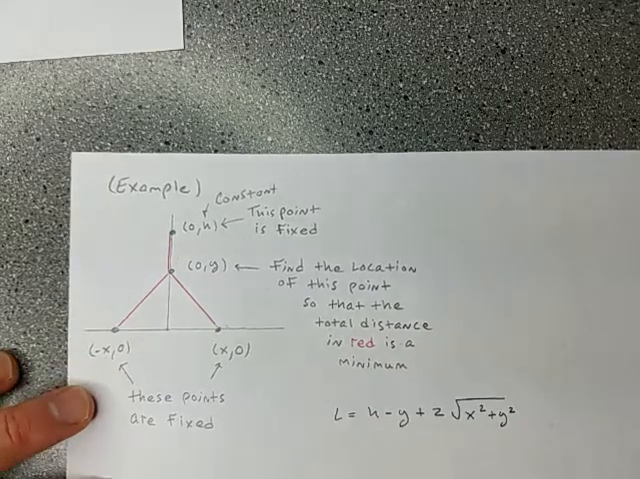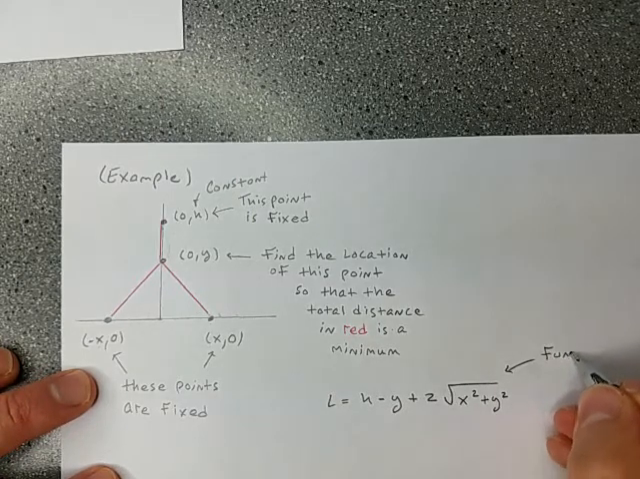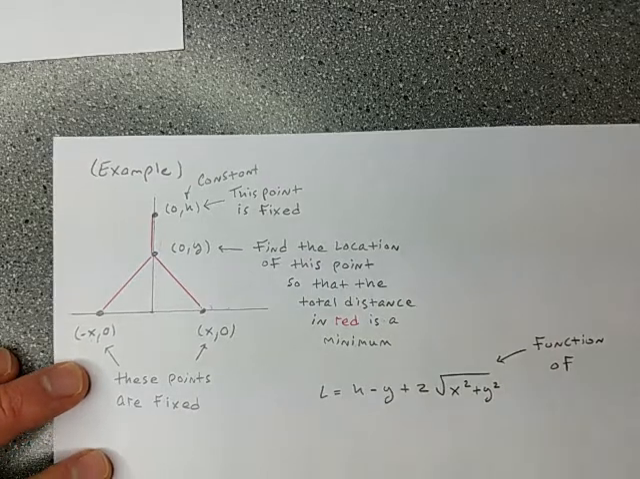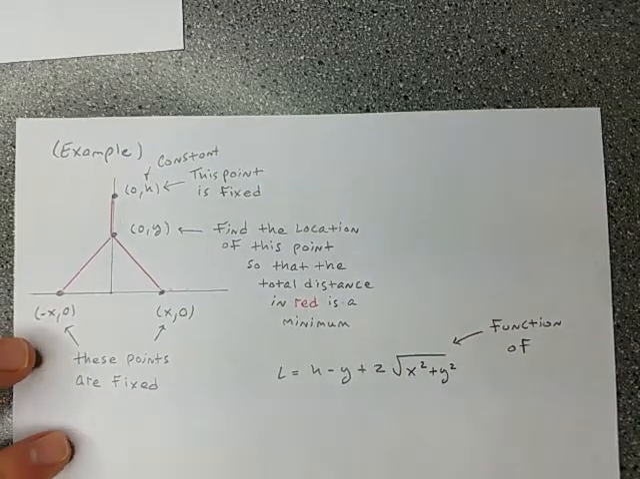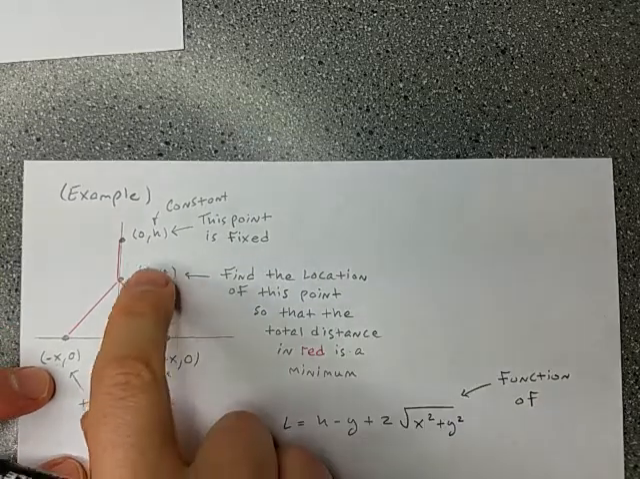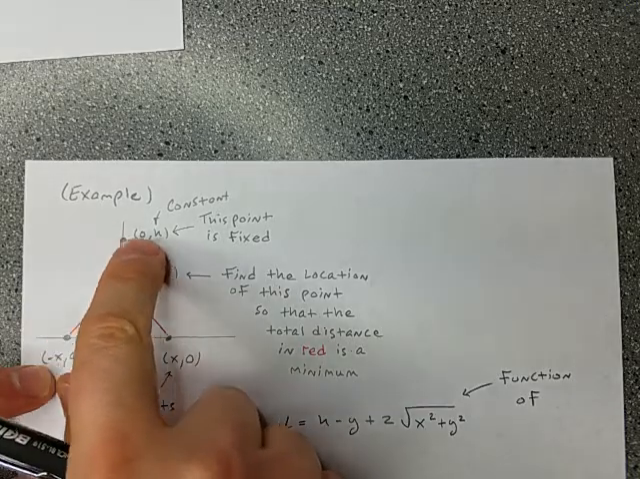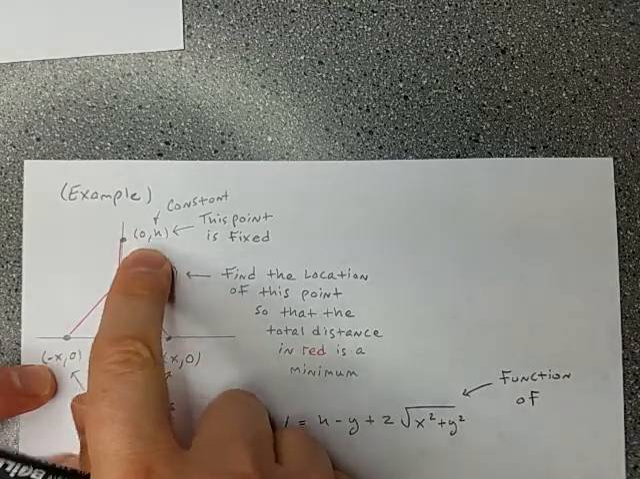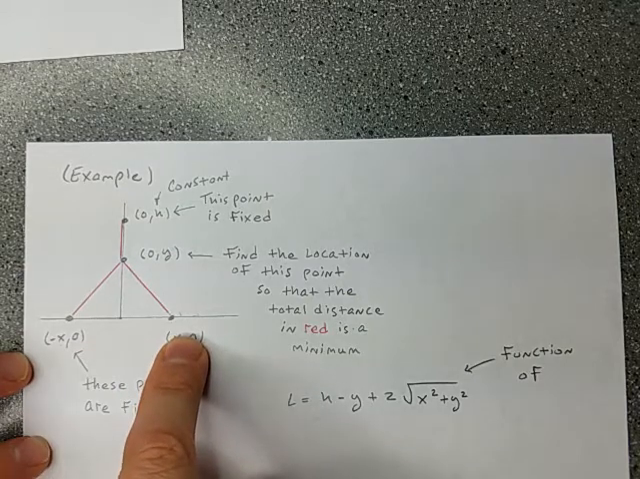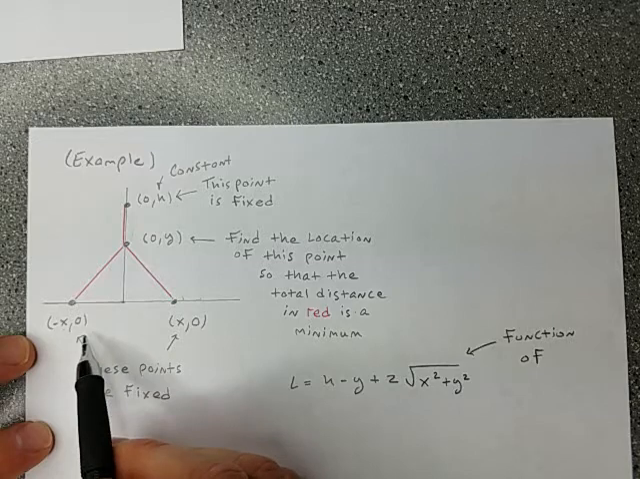Okay. Now this is a function of, well, what? What do you think it's a function of? What's the variable? Well, h is a constant. This point is fixed. It's not going to be anywhere else but at point h on the y-axis. x is a constant. These points are fixed. They're not going to be anywhere but point x and point negative x.